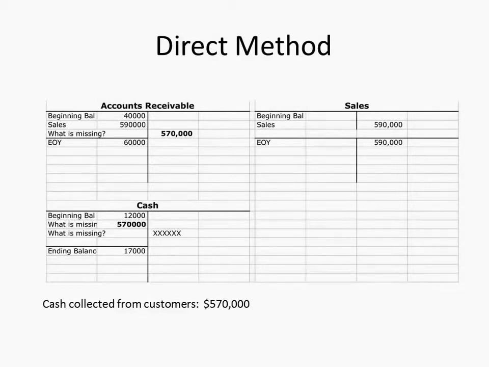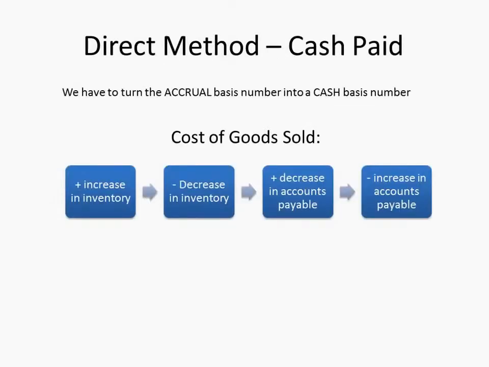So direct method, you're taking each item on the income statement and you're putting it on what basis? Cash basis. Okay. So next, I have here cost of goods sold. I realize this should be changed. It should say cash paid for merchandise, or cash paid to suppliers. Something like that. Whatever it is, that's what you're trying to get at.